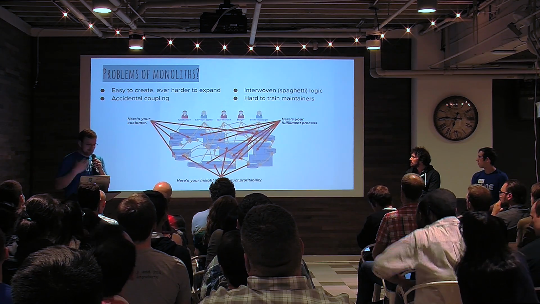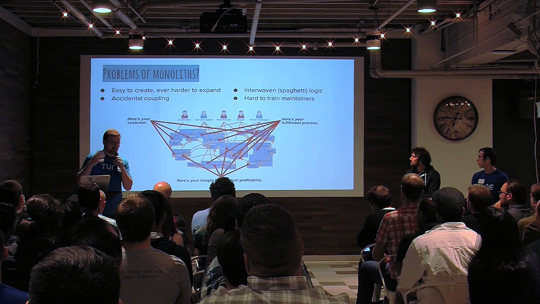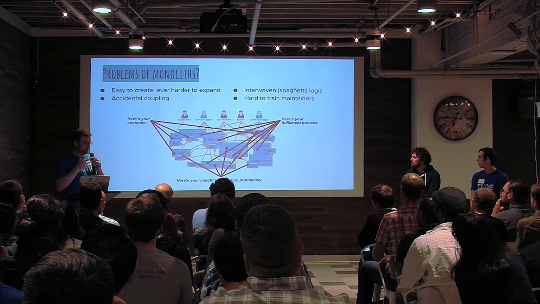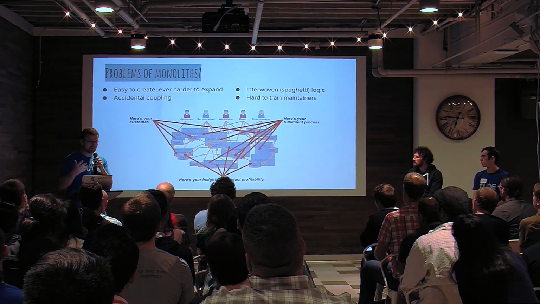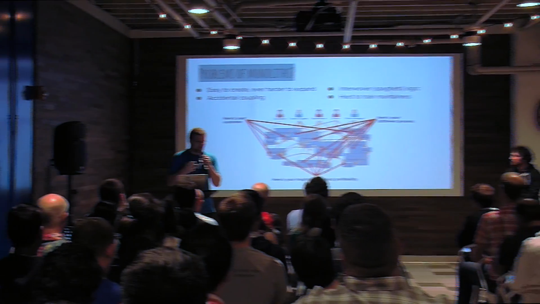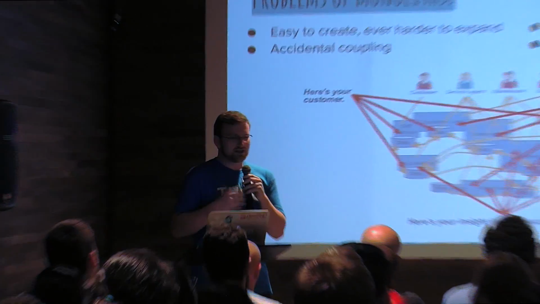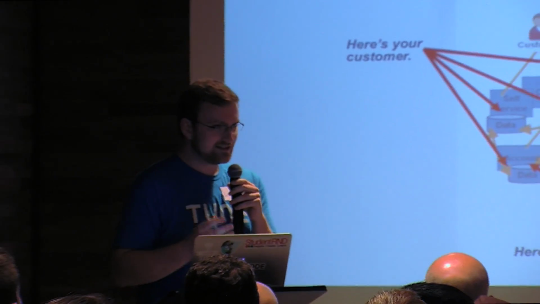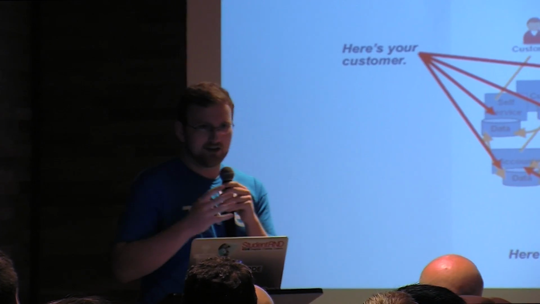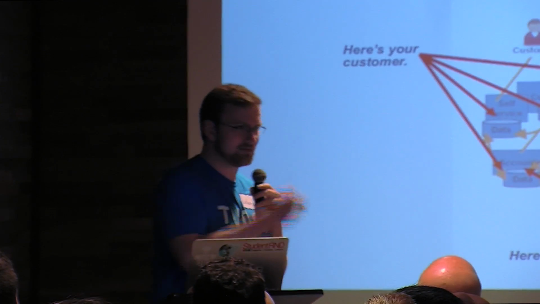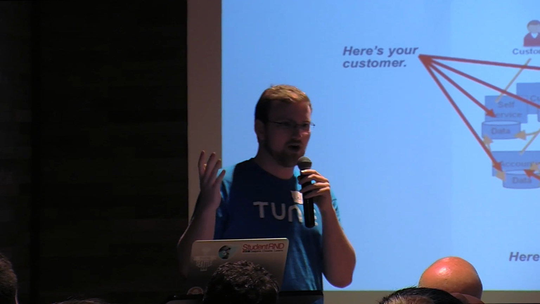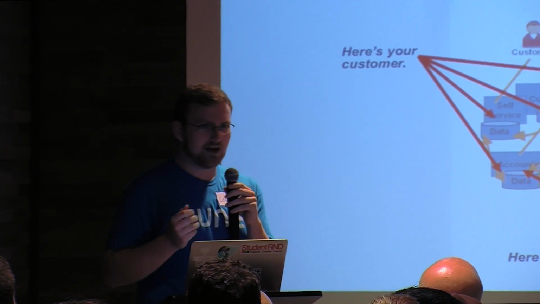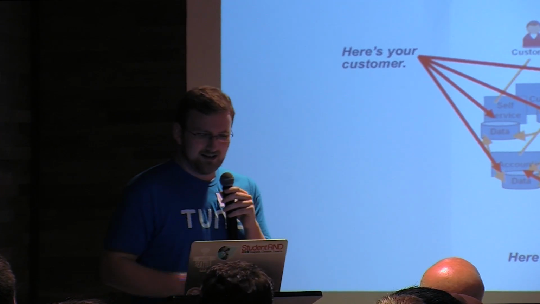The problems that arise with this kind of monolithic architecture are, monoliths are, to start off, really easy to create, but once you have them, they are ever harder to expand and to build upon. It's really easy to start with a hello world, and you just keep adding business logic and keep adding features until, hey, you've got what you want. Things are doing what you want them to do, but you have a mess on your hands.